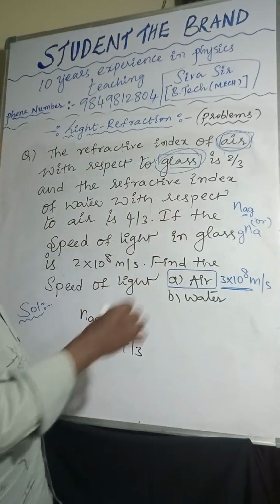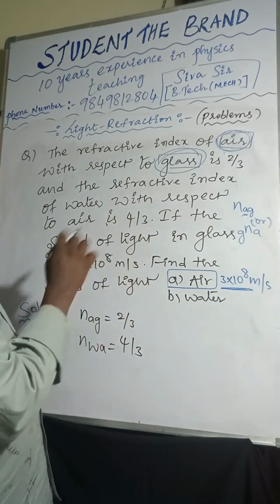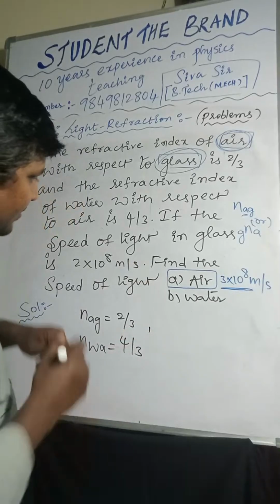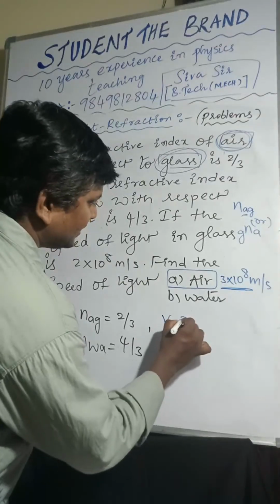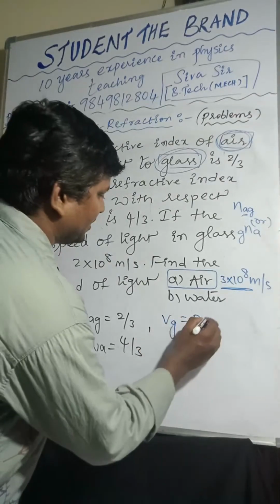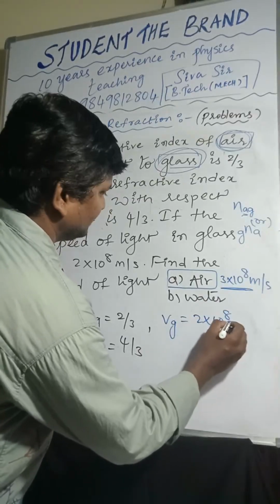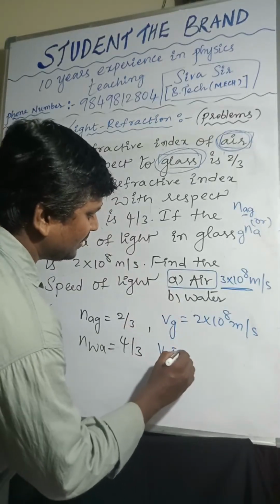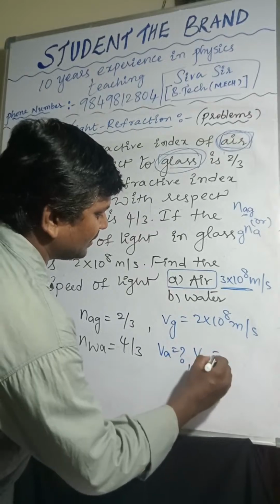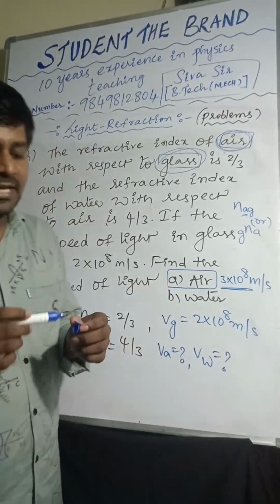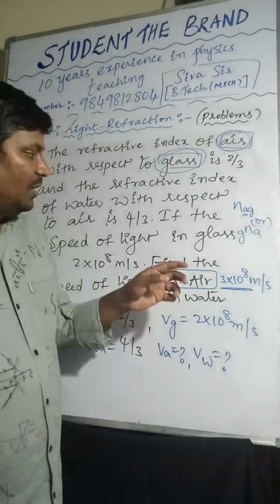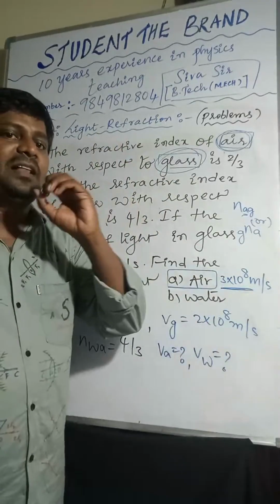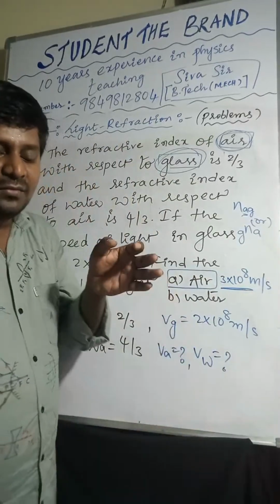The speed of light in glass is given as 2 into 10 power 8 meter per second. Now we have to find out the speed of light in air and the speed of light in water. One point I'm telling very seriously: if it is the speed of light in air, compulsory, without any second thought.